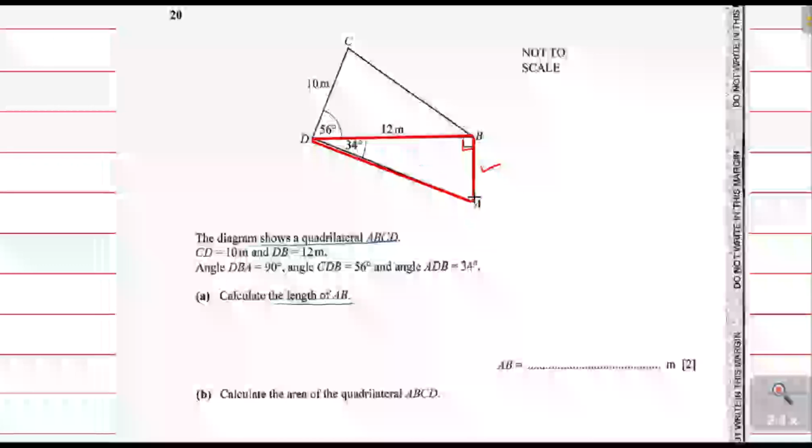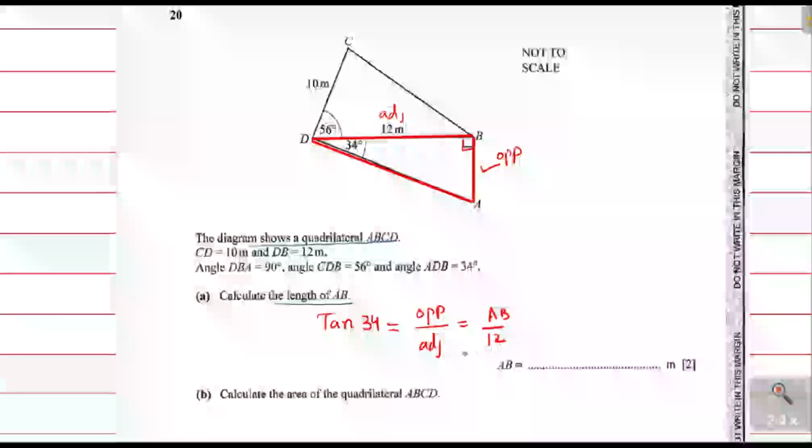The AB side is the opposite of this angle. Therefore, we write opposite side. And this side 12 is adjacent of this angle. Therefore, we will use the ratio opposite over adjacent, and this trigonometric ratio will be tan, and this is tan 34. And opposite side AB and adjacent side is 12. Therefore, AB will be equal to 12 multiplied by tan 34 degrees.